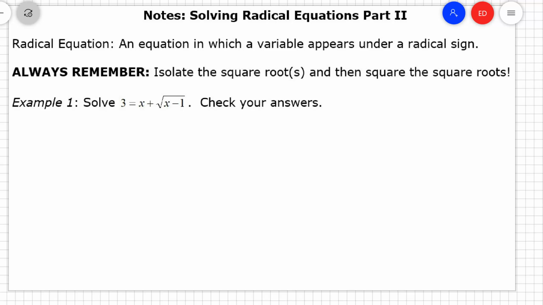And to tell you the truth, you're going to end up with some extraneous solutions that we need to double check and make sure that it's going to end up being a solution. A lot of students sometimes forget to double check. So let's go ahead and get started.